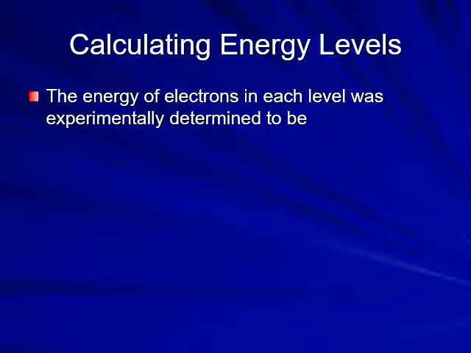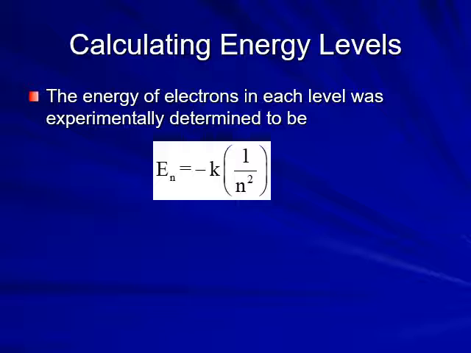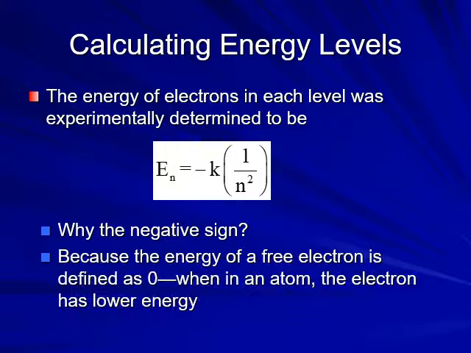So scientists do what they always do, and they assign numbers and calculations to observations like this. So they've determined that the energy in each level, the energy of the electrons, is defined by this formula. So why the negative sign? Well, the energy of a free electron is defined as 0. And when associated with an atom, that electron has a lower energy than when it's free.